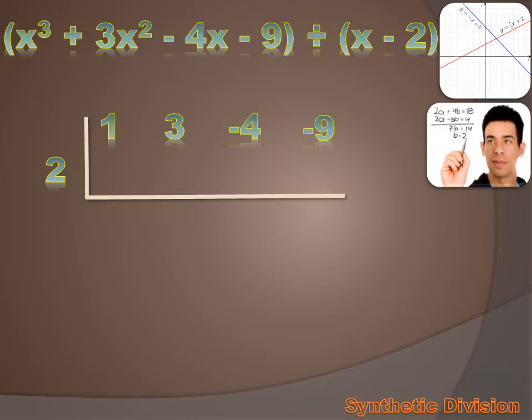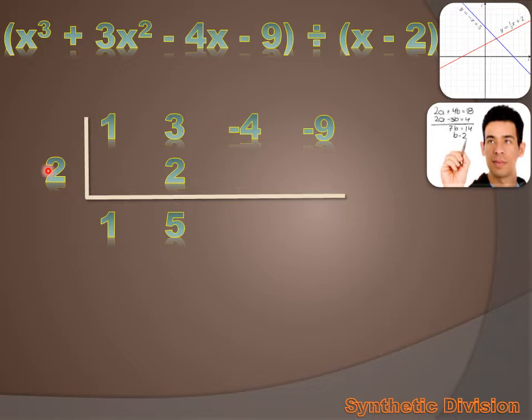Now I start at the left, and I bring that 1 right down below the synthetic division symbol. Then I multiply that 1 by the 2 out here in our divisor, and I put that 2, the result of 1 times 2, below the 3, my second coefficient. Now I add the 3 and the 2, and I put 5 down there. And we just continue this process.